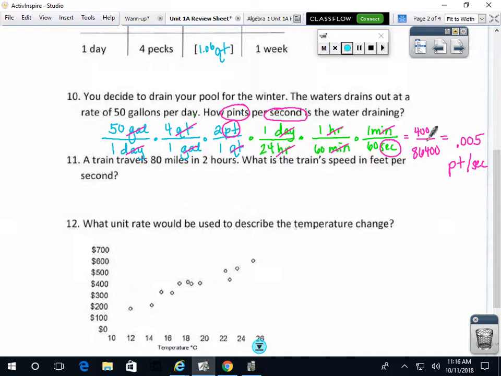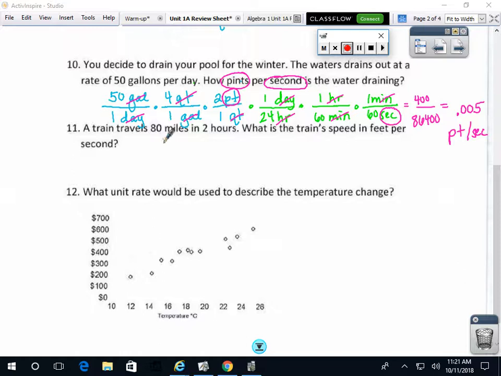Well, doesn't it make sense that it would be such a small amount of water draining in 1 second? Not a lot of water is going to drain in 1 second, right? So that's why it's such a small number, because we're talking about a second. All right, now I want you to utilize what you just learned from there and what we did at the beginning of class today, and try number 11 by your feet per second.